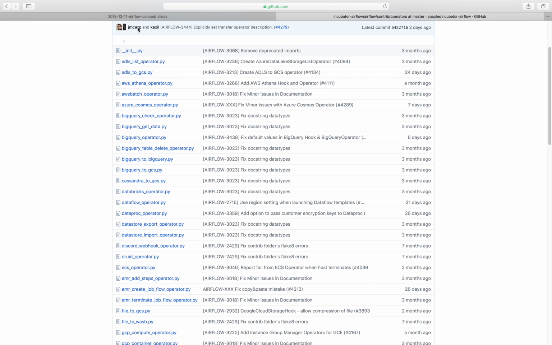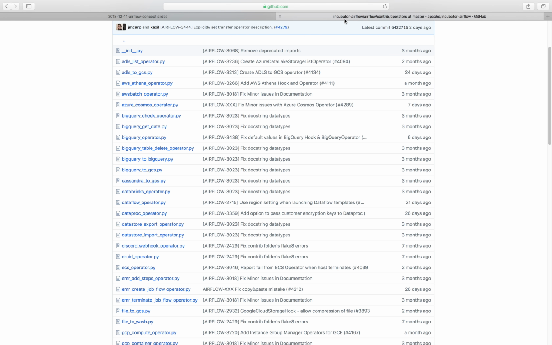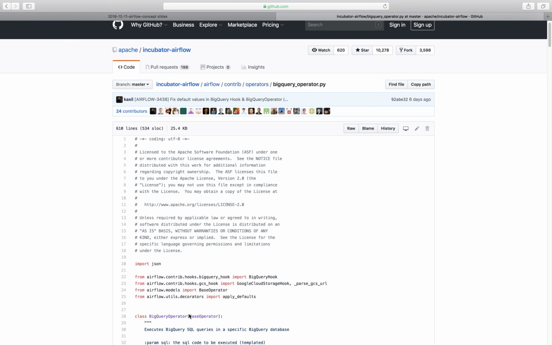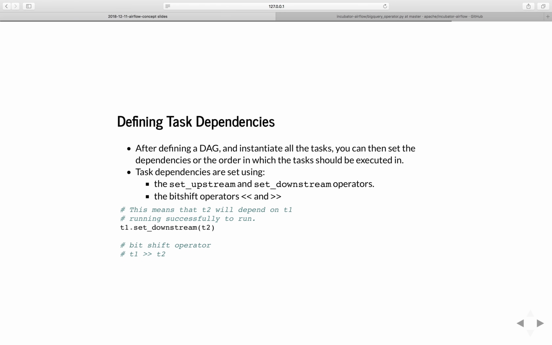In case you have an internal service or a specific use case that Airflow does not have a supported operator for, you can easily extend the base operator class to create your custom operator. So an example here, the Hive operator inherits from the base operator, and you can see a lot of examples here as well. For example, the BigQuery operator extends, or inherits from, the base operator. So you can write your own custom operator by just extending from the base operator.